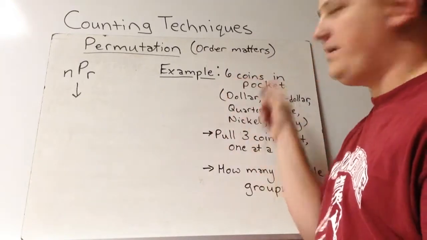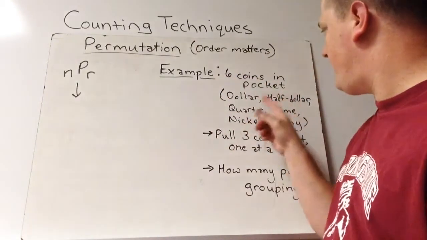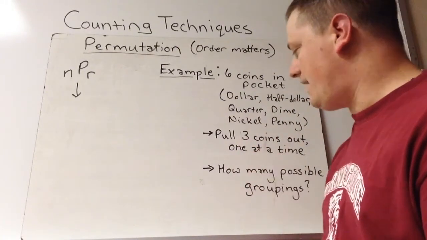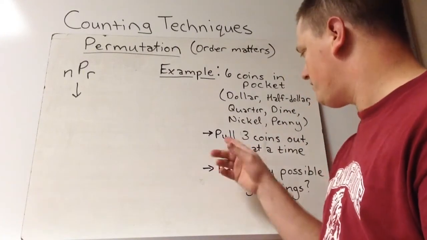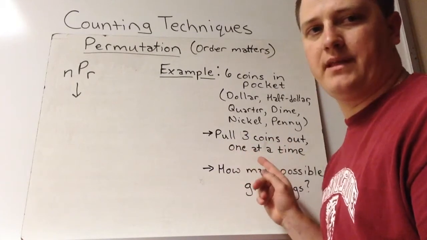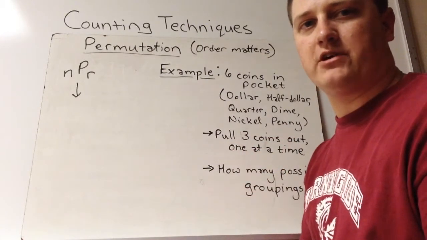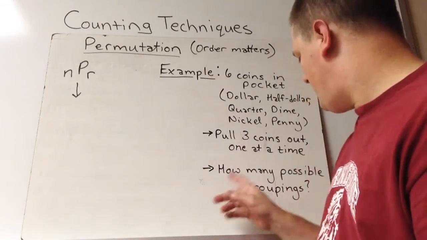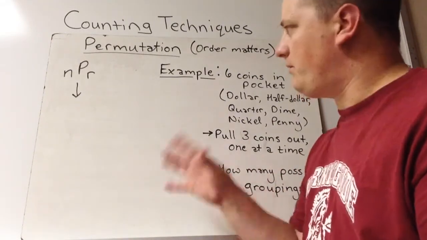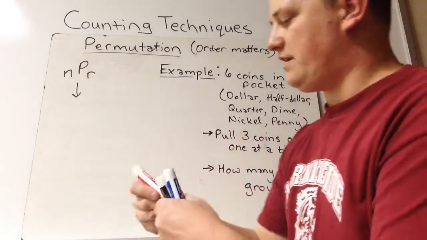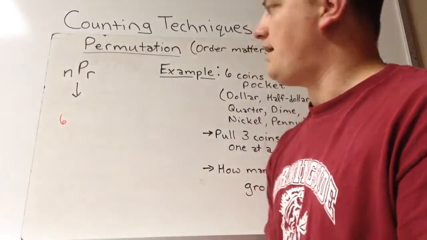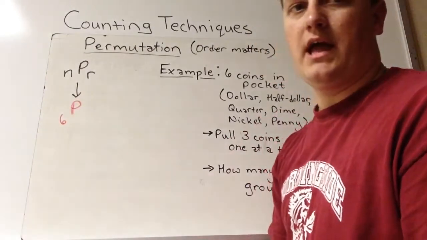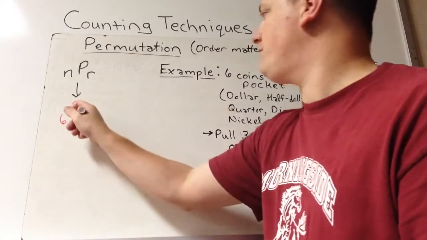So our example is that we have 6 coins in our pocket: a dollar, a half-dollar, a quarter, a dime, a nickel, and a penny. We want to pull 3 coins out one at a time. So if we pull the dollar coin out first, that's different than if we pull the dollar coin out third. How many possible groupings? Well, the way we do this is we write it like this. There are 6 possible coins that we can grab. We're looking for a permutation, and we're going to grab 3 coins.